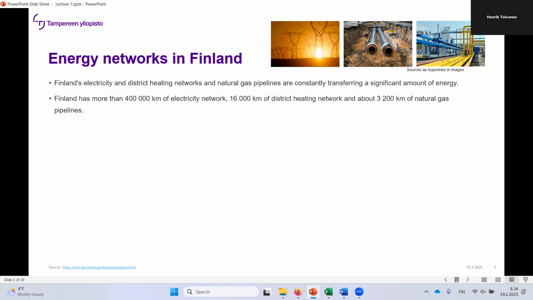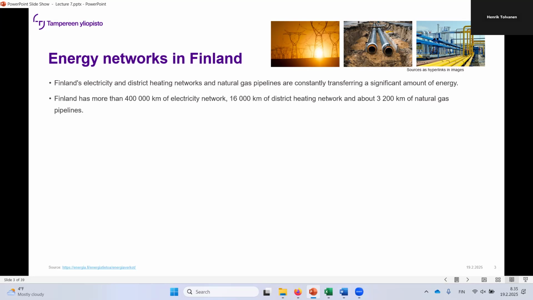So for Finland, we have more than 400,000 kilometers of electricity network, 16,000 kilometers of district heating network, and about 3,200 kilometers of natural gas pipelines. So that's an extensive energy network. And the one that's being planned and to some extent also constructed is the hydrogen pipelines. So that's going to be the future network.